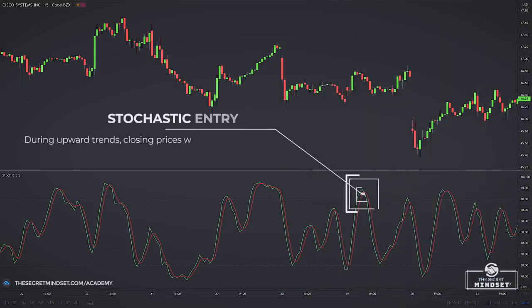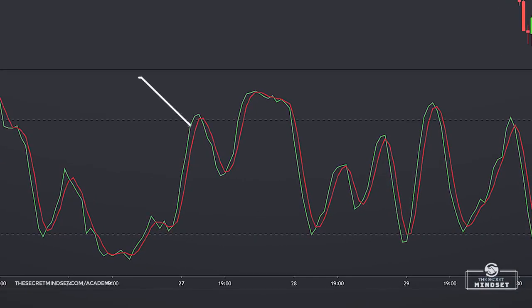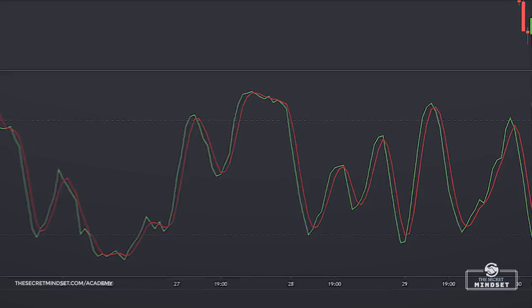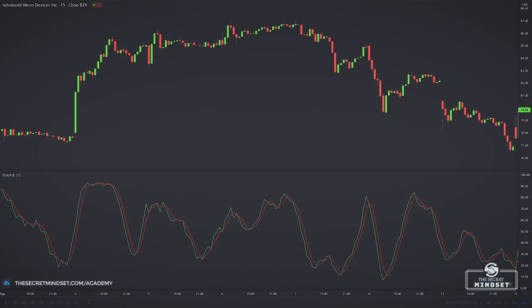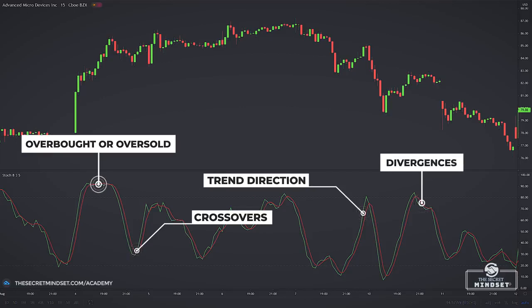The stochastic oscillator is centered around the assumption that during upward trends, closing prices will move towards the higher end of the price range, and during a downtrend, prices tend to close at the lower end of the range. The indicator consists of two horizontal lines and two lines oscillating in between the indicator's range of 0 to 100. The oscillating line is labeled %K, while the moving average line is labeled %D. As an entry indicator, the stochastic can be used to determine overbought and oversold areas, to identify a crossover between the two lines of the oscillator, to determine the trend direction, and to identify divergence signals.